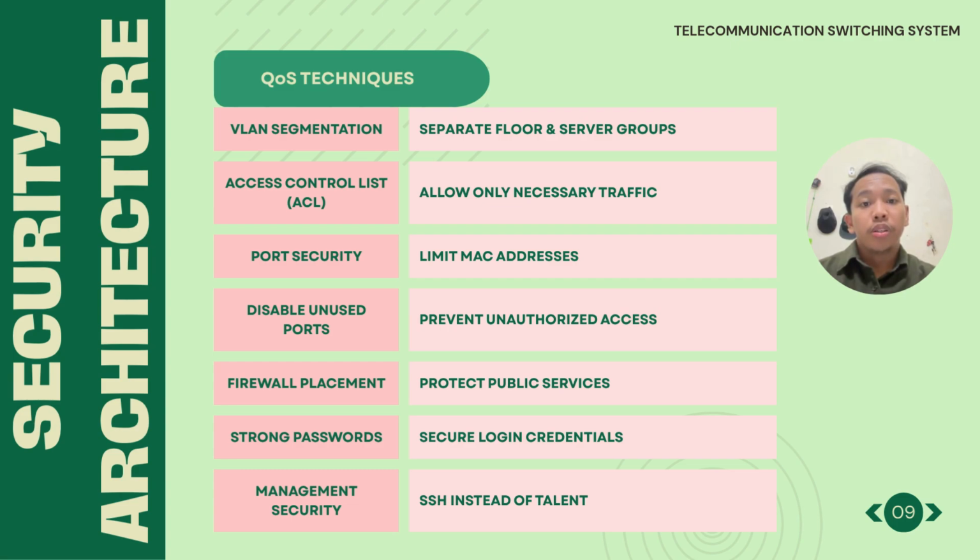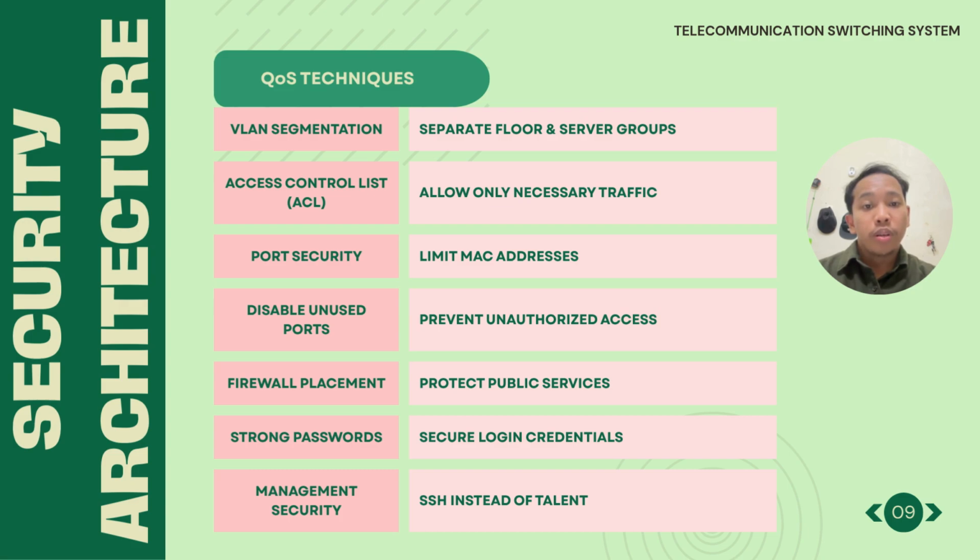Next, I will explain the security techniques implemented in our network design. First, VLAN segmentation is used to separate users on different floors from the server network. This improves security and reduces unnecessary traffic between departments. Second, access control lists, or ACLs, are configured to allow only the necessary traffic between VLANs while blocking unauthorized access. Third, port security limits the number of MAC addresses that can connect to each switch port. This helps prevent unauthorized devices from accessing the network.